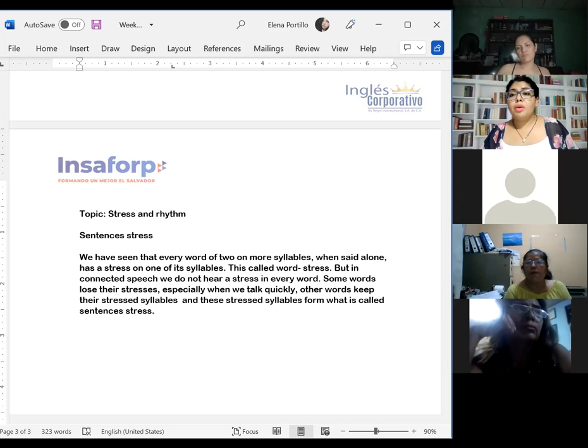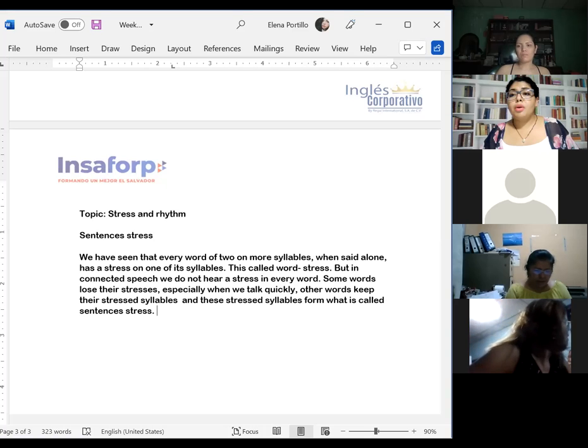And we are not paying attention to the way we are talking. But in some cases, some of these words will keep their stresses, and we are going to understand where the stress is. That's very simple.